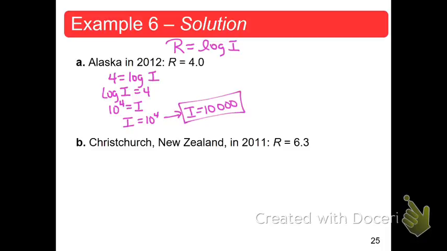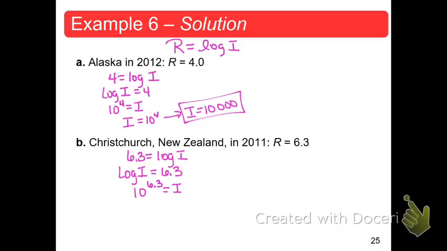Then what about in Christchurch, New Zealand? In 2011, they had an earthquake with a magnitude of 6.3. So we're going to do the same thing. We know our R, which is 6.3, is equal to log of I. And I'm going to switch it up the way we're used to seeing it. And then I'm going to set it into exponential form. So my base is 10 raised to my y, which is 6.3, equals I.